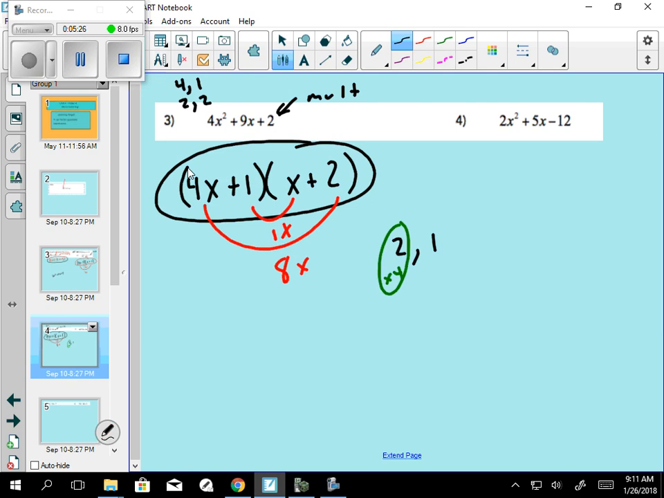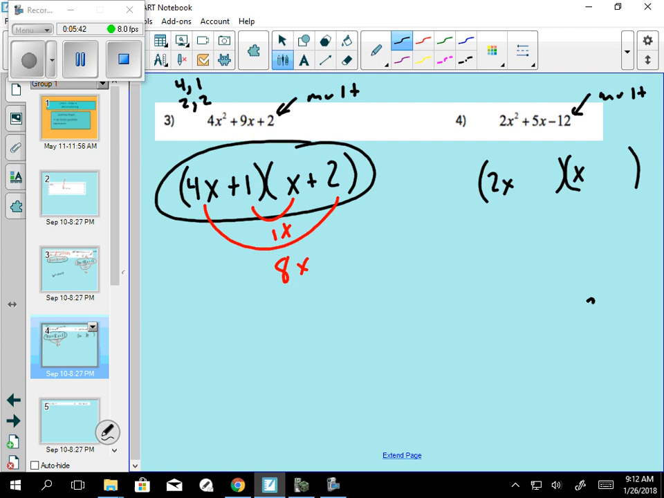All right, number 4. Okay, this one, pretty much just one choice here. If we got 2x squared, we know this is going to be 2x and x. A little more choices now here with the negative 12, though. With our numbers having to multiply there, this could be something with 3 and 4, 2 and 6, or 1 and 12. We got to think, how can we get 5 out of this by multiplying one of these by 2? And also knowing that one needs to be negative and one needs to be positive.